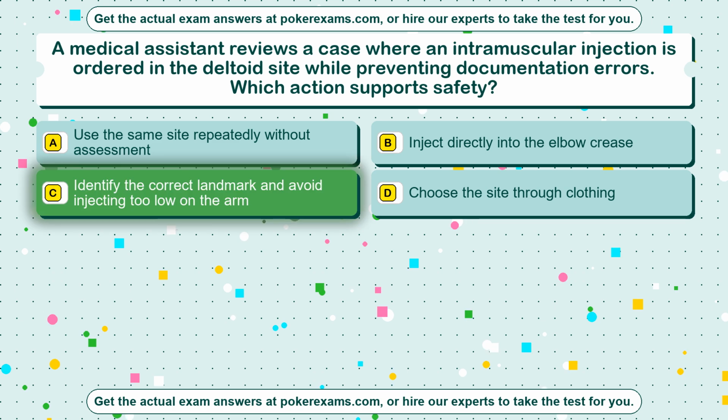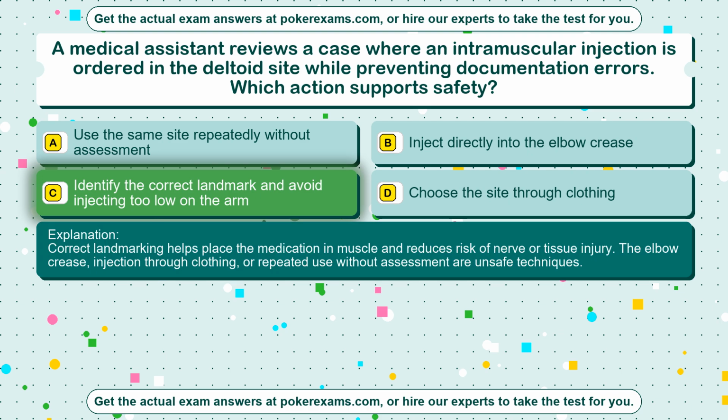The correct answer is option C. Identify the correct landmark and avoid injecting too low on the arm. Correct landmarking helps place the medication in muscle and reduces risk of nerve or tissue injury. The elbow crease, injection through clothing, or repeated use without assessment are unsafe techniques.